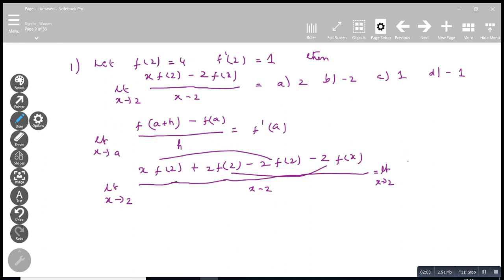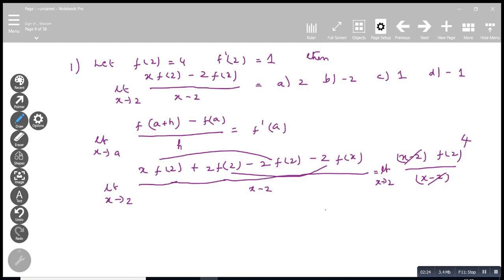Is it not true that I can pull out f of 2 and write it as x minus 2 times f of 2 upon x minus 2? Now it is very easy for me to cancel this x minus 2. I am left with only f of 2, which has been given the value as 4. So this can be substituted as 4, but the problem is not yet over.